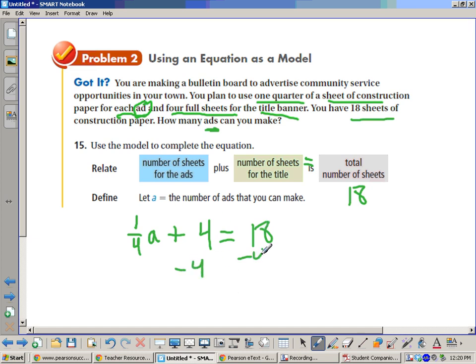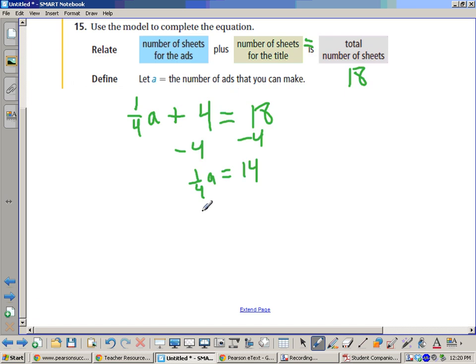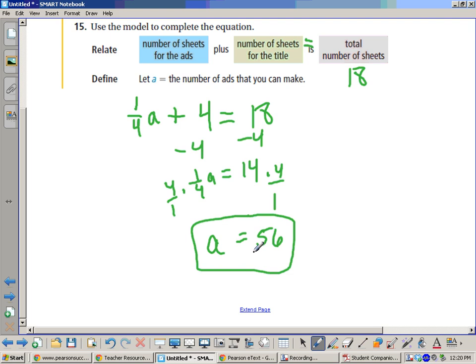So we can solve by subtracting 4, left with 1/4 A equals 14. Now, as we discussed in the couple examples ago, to solve for this, we need to divide by 1/4 or multiply by the reciprocal. And the reciprocal of 1/4 is 4/1. So we just need to take 14 and multiply by 4 to get 56. So that tells us with 18 sheets, we can get 56 ads.